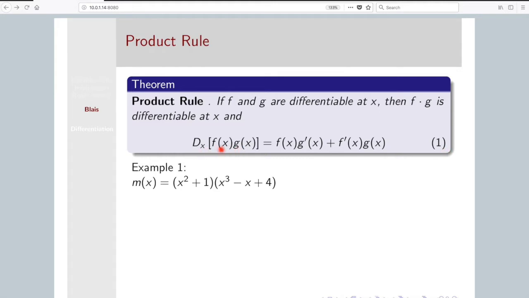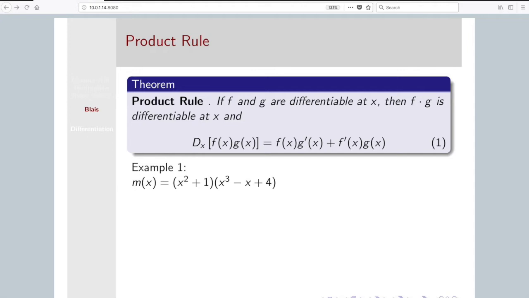So for the derivative of the product of f and g, we have the derivative of g times f plus the derivative of f times g. I always remember this by saying the first times the derivative of the second plus the second times the derivative of the first.